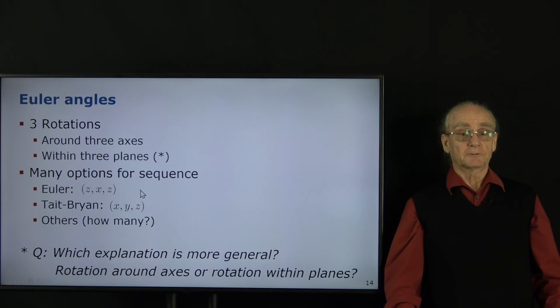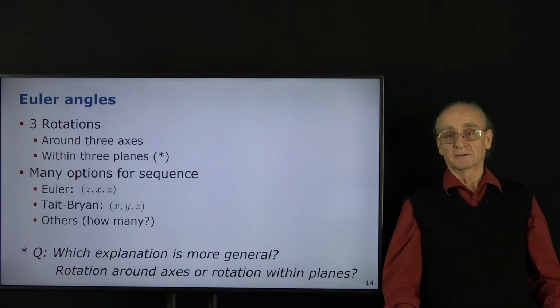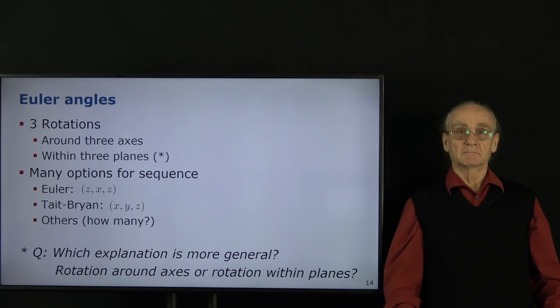The next thing is that if we don't standardize the sequence of these three axes, we have different options for the sequence. So Euler proposed first z, then x and z in the local system. Then Tait and Bryan proposed to rotate around the x, y, z in the original system. And now the question is, how many other possibilities would you have? And you can imagine this will be much more than a handful.